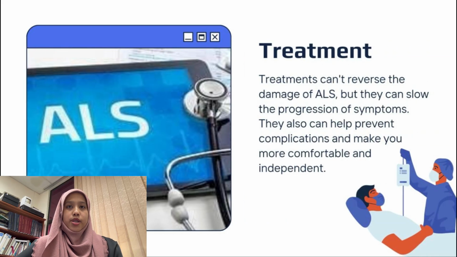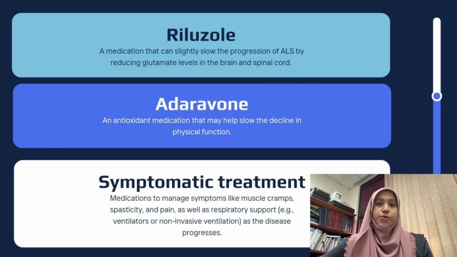Next is the treatment. While there is no cure for ALS, treatments can slow its progression and improve quality of life. Let's jump right into it. The first one is riluzole, which can reduce glutamate levels in the nervous system, slightly delaying progression. Next is edaravone, an antioxidant that helps preserve physical function. Last but not least, the symptomatic treatment, which includes medications for muscle cramps and respiratory aids to support breathing.